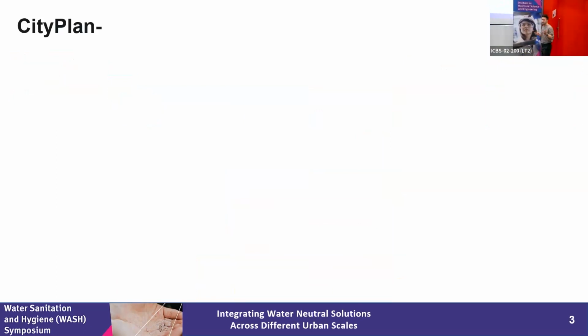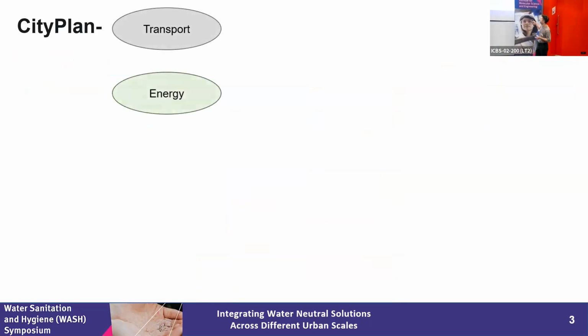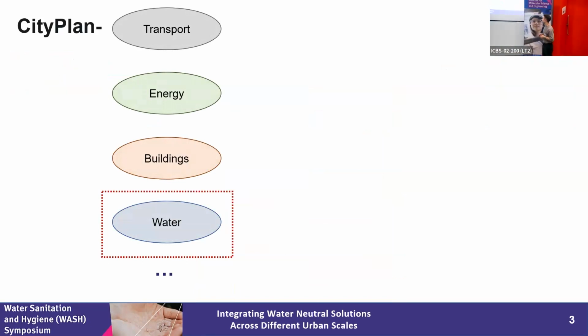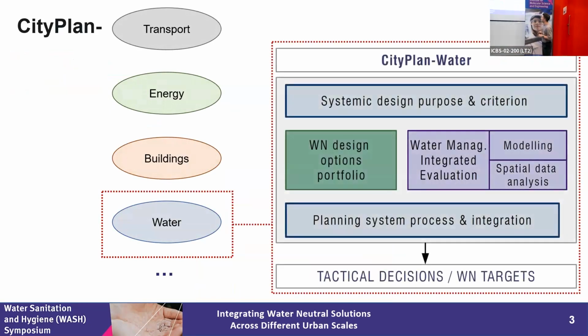Coming back to the first slide where I said we have several infrastructure systems, we could have City Plan transport, energy, buildings, or water. But to reduce that complexity and have more of a proof of concept of this framework, we decided to focus on water, with the purpose of water neutrality. In this case, we developed City Plan Water, which has 3 main clusters of areas of study. The first one is the systemic design purpose, which, as I said, is water neutrality.